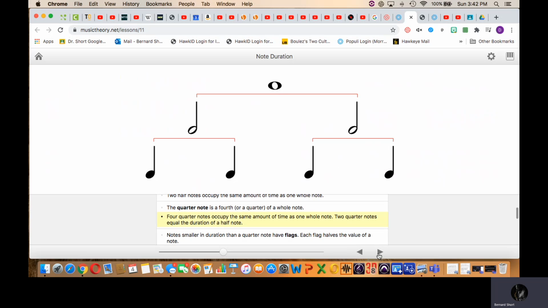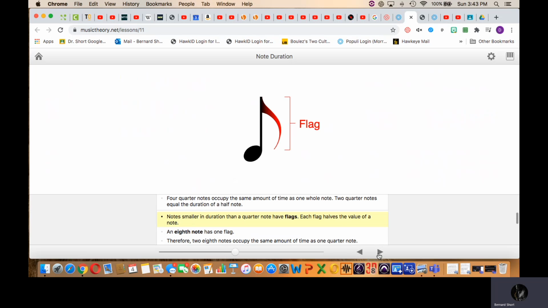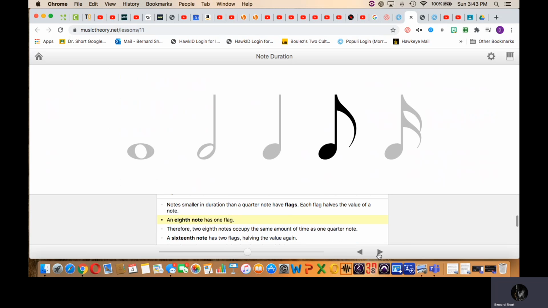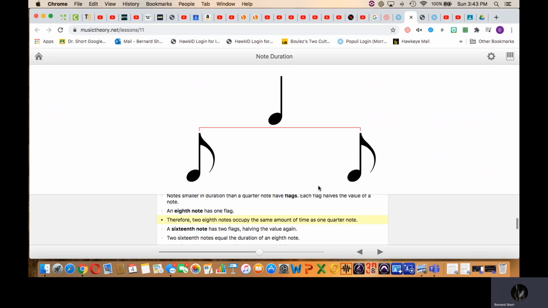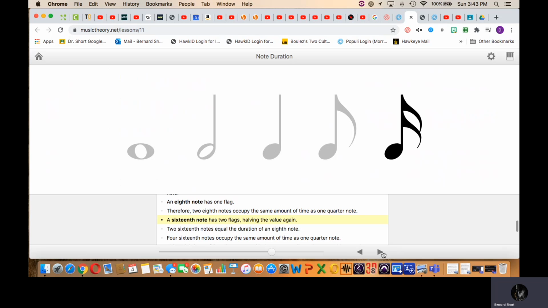So now let's look at the next thing. Sometimes you might have notes with these flags on the end. We call those notes eighth notes. An eighth note lasts for 1/2 of the beat. Again, an eighth note lasts for 1/2 of the beat. So the way it would look is like this. A quarter note is 1 beat. An eighth note is half of that. Now, a 16th note has 2 flags. A 16th note lasts for 1/4 of the beat.